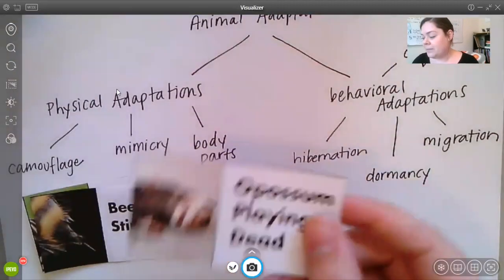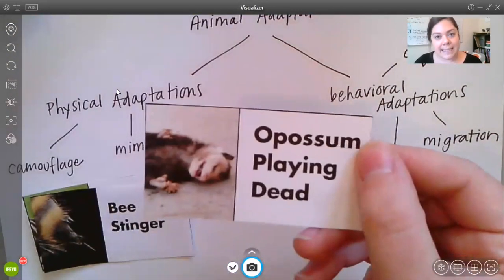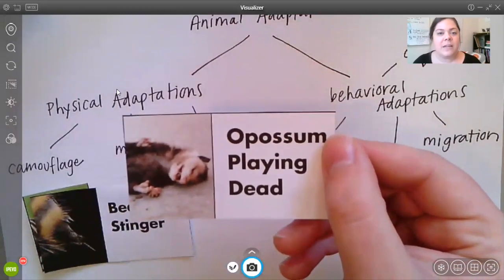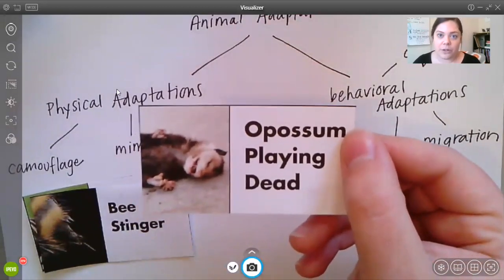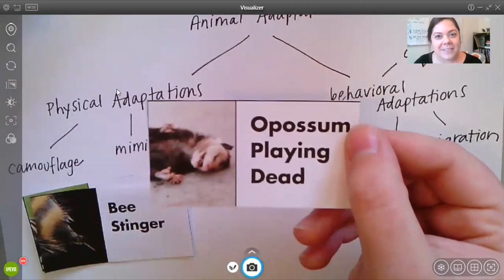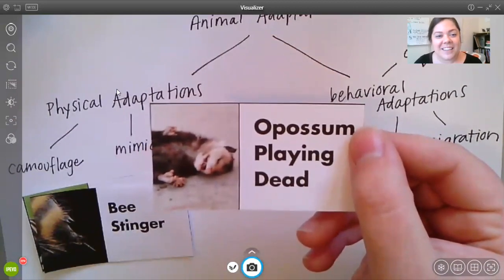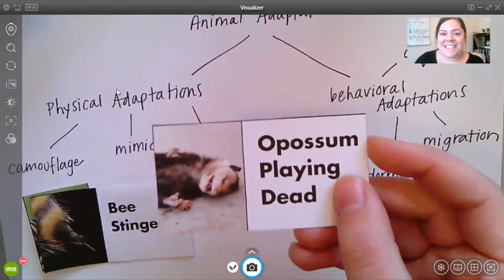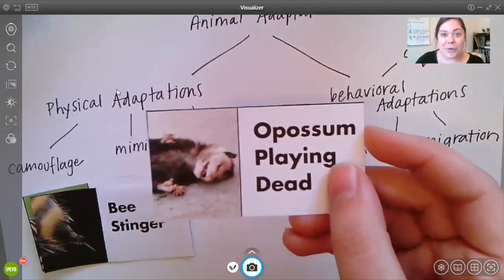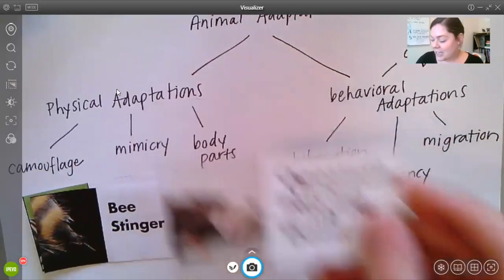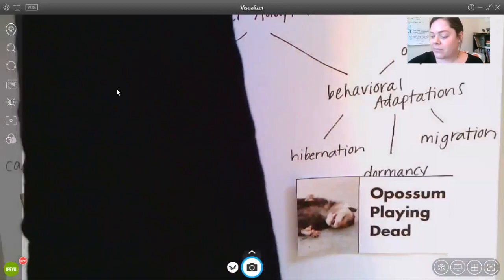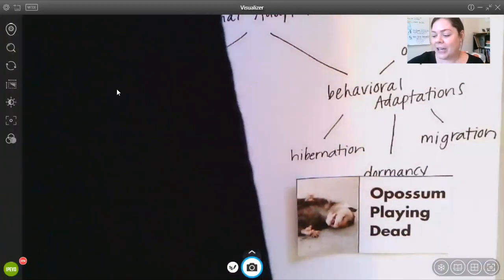Our next example is an opossum playing dead. Is that something about the animal's body, or is it a behavior that the animal is using in order to survive? What do you all think? All right, I hope you were thinking that this is an action they're using in order to avoid a predator. And if it's an action, then it's a behavioral adaptation. Let's look at another example.